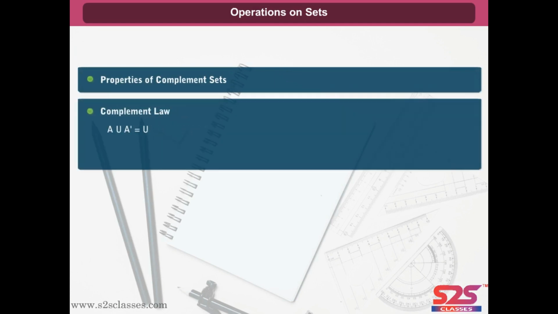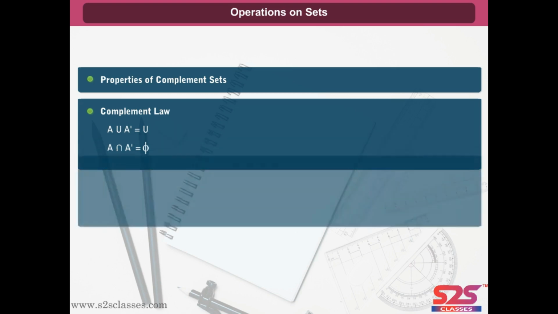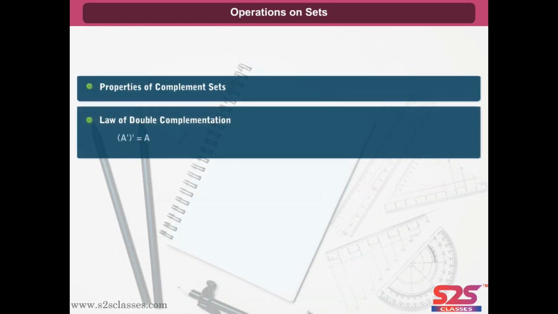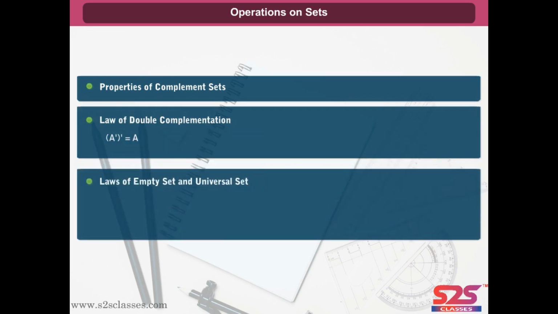Complement law. A union A complement is equal to U. A intersection A complement is equal to phi. De Morgan's law. (A union B) complement is equal to A complement intersection B complement. (A intersection B) complement is equal to A complement union B complement. Law of double complementation. The double complement of A is equal to A. Laws of empty set and universal set. Phi complement is equal to U. U complement is equal to phi.